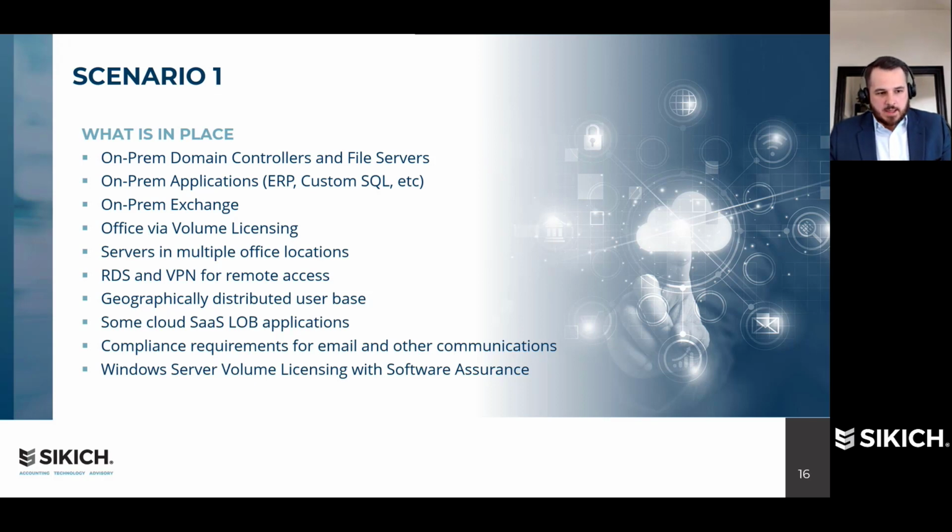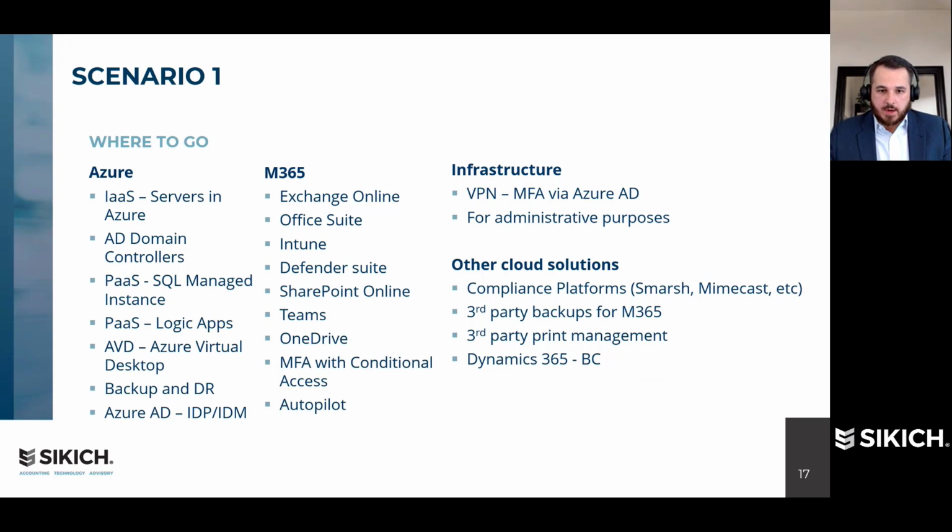They already do have some cloud SaaS line of business applications, like a Salesforce CRM, and compliance requirements for email and other communications. They have an on-premises hardware unit, which works with their Exchange server that's there, but that's another liability, another risk that they're going to have to keep managing and keep available for the retention period that's required by their requirements. And they do have Windows Server volume licensing with Software Assurance. So they do have some of that. And so we'll see, moving into where to go for this organization, after analyzing what they have, what their needs are, and what they can utilize to the best of their ability.